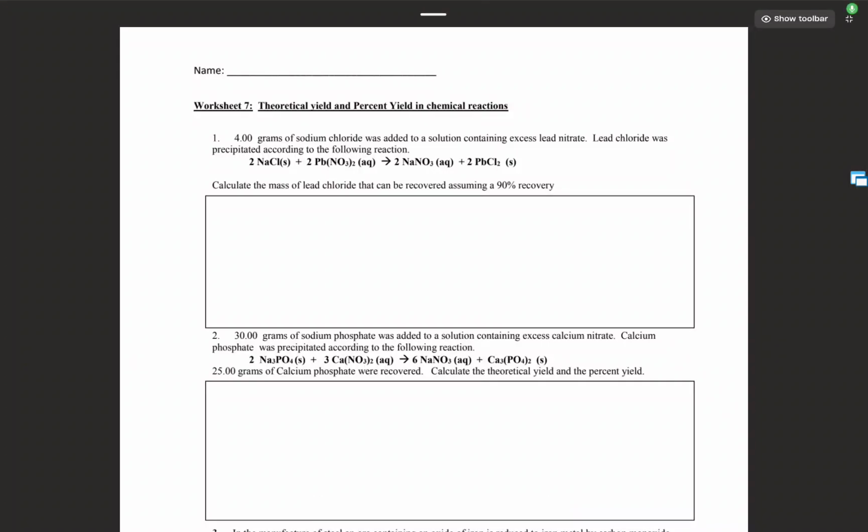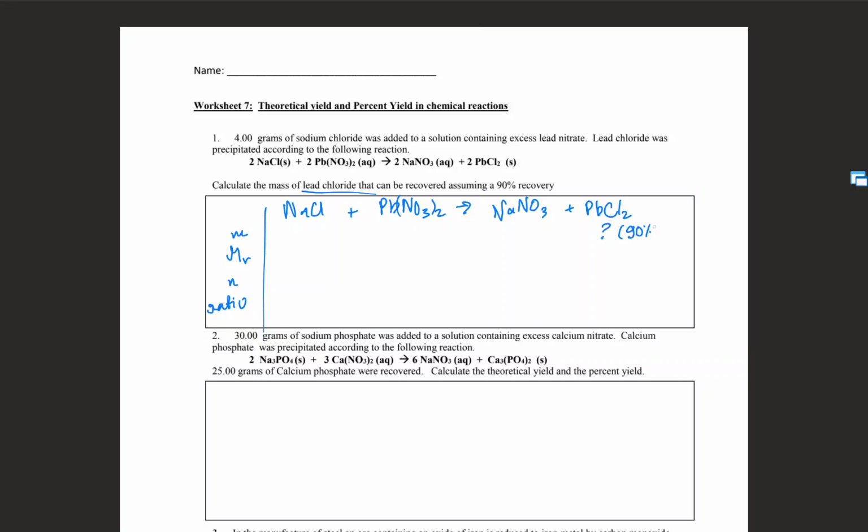Alright, today we're going to be solving percent yield equations. This is for stoichiometry. For the first question, we're going to start by writing out the table. NaCl plus lead nitrate turns to NaNO3 plus PbCl2. Now what we're going to be doing is writing out the table to solve for the mass of lead chloride, which is this, with a 90% yield rate.